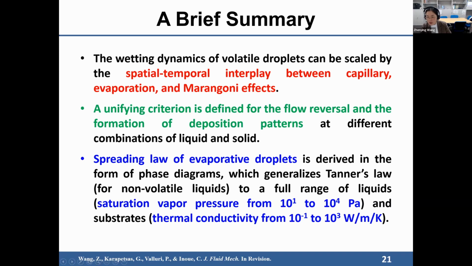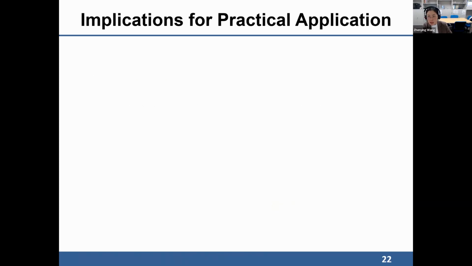And also, we found that the spreading law can change from Tanner's regime, which is 1/10, gradually to a decreasing value along with the increase of the saturation vapor pressure of the liquid from 10 to 10^4 Pascal, and also with increasing thermal conductivity. This is a brief summary of the single component droplet. And this work is currently in revision in JFM.